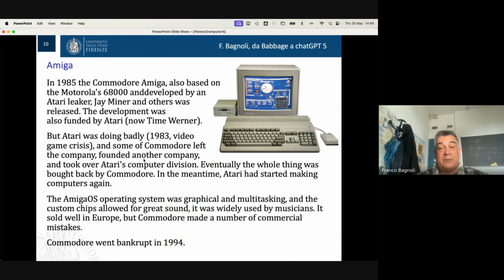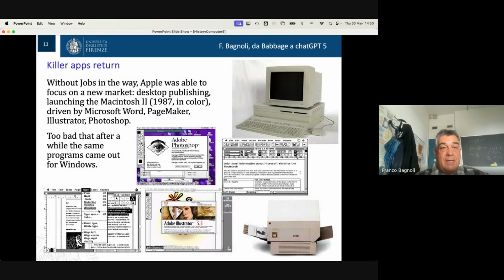And also the Amiga, from what I have read, I have never used it, but it was a really good system with, say, a chip for making music, which was widely adopted by musicians. It was also quite cheap, but essentially was never able to take off. And finally, it was closed, reopened, reclosed, and so on.